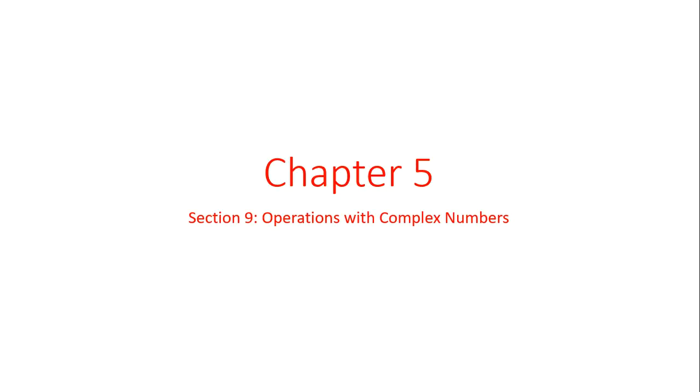Chapter 5, Section 9, Operations with Complex Numbers. This is the last section in Chapter 5, and I think it also might be the easiest. So far, what we know about complex numbers is that we can get them as an answer to a quadratic. But that's all that we've done. We've gotten them as an answer, and that's been it. And so today we're going to look to see how we can do some operations with them.